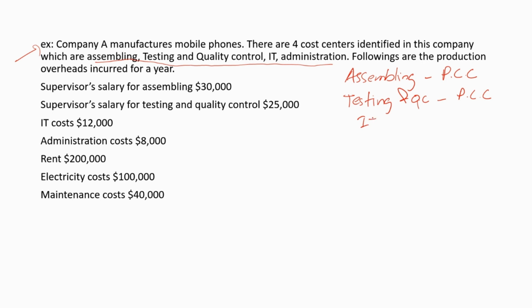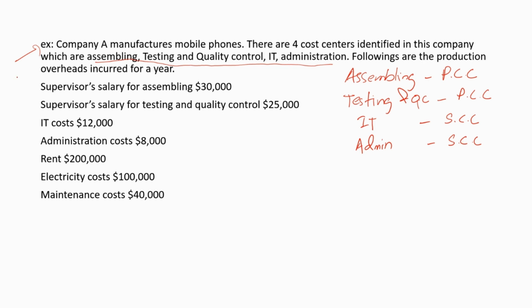And then they have given IT. Is this a production or a service cost center? This is a service cost center because IT is not directly involved in the production; it supports the production. Then they have given the administration. Let's say admin. Is this a production or service cost center? This is also a service cost center because administration is not directly involved with the production. They are supporting the production. This is how we categorize the cost centers under the topic of overheads.